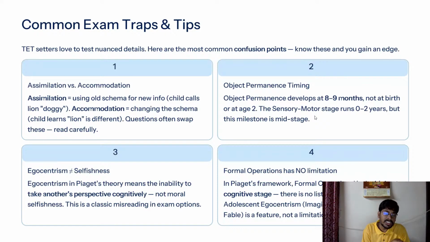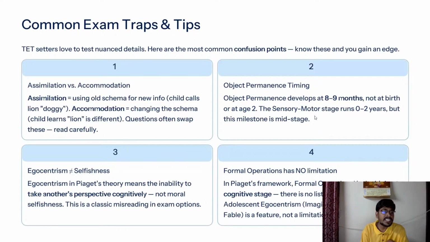So, some important confusing topics here. Assimilation versus accommodation, it is always a confusing topic. Assimilation is using an old schema for new info. Accommodation is changing the schema and adding more info. Questions often swap, so you need to read these two terms very carefully: assimilation and accommodation. And object permanence timing. Object permanence develops at 8 to 9 months. So this knowledge is developed when the infant attains 8 to 9 months. It doesn't happen at birth.